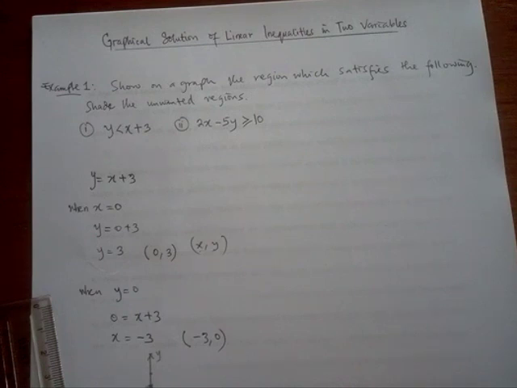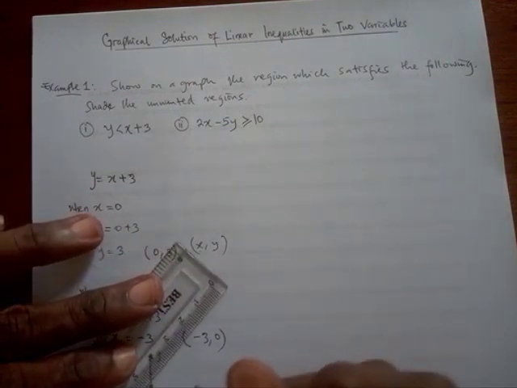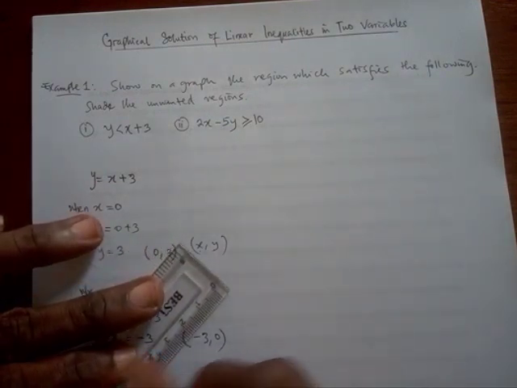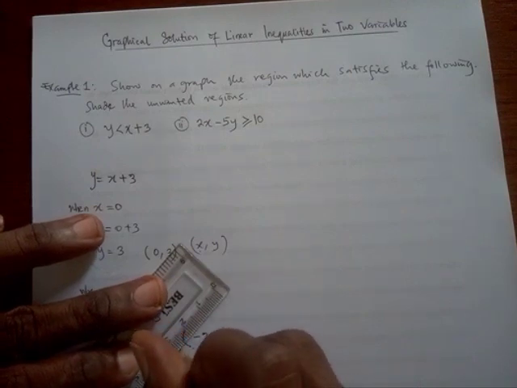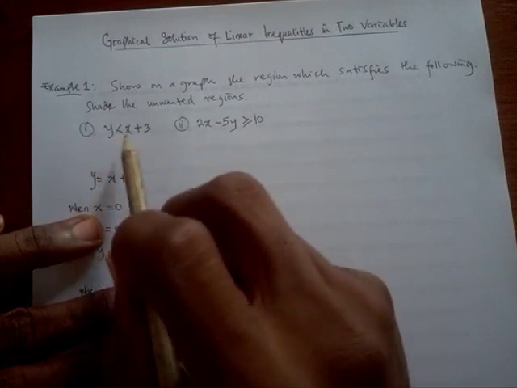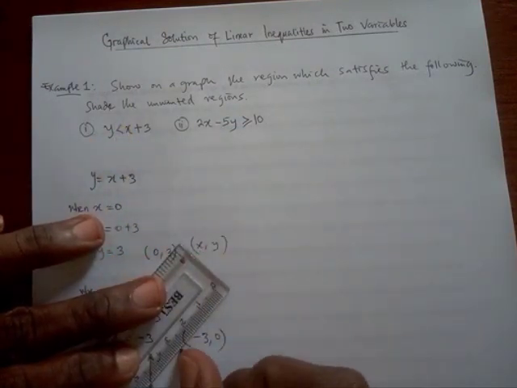So we'll draw a straight line passing through these 2 points. Now remember that this is less than, so we're going to draw broken lines. Broken lines that pass through those 2 points. So this is the boundary line of y equals x plus 3.